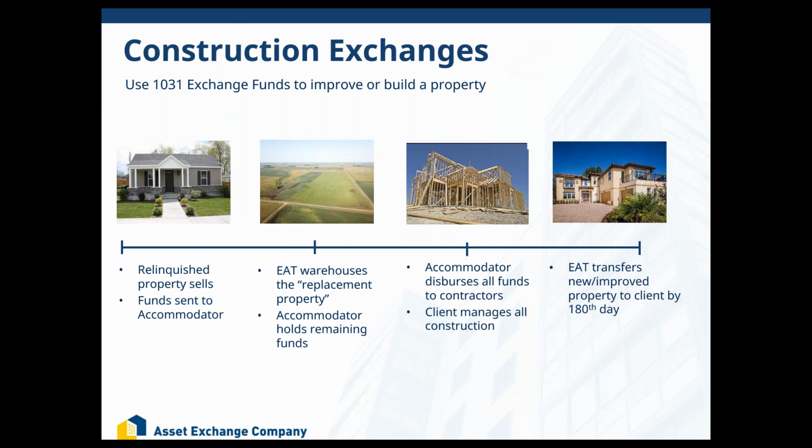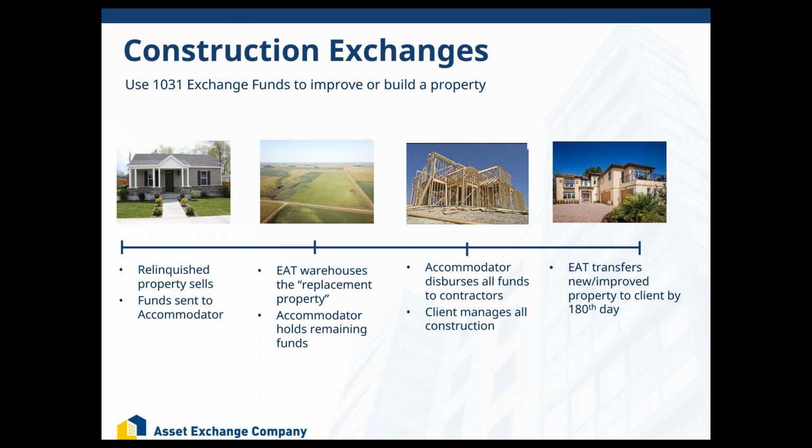Now, the client goes out and finds a replacement property, but they want to do some improvements to it before they actually acquire it. So what can they do? Well, they can do this construction improvement, built-to-suit exchange. We come in, we form that EAT. But now we can take the proceeds we've been holding from their sale and use those proceeds to buy the replacement property. And then at that point, we oversee any improvements, any construction. We're working with the contractors, the subcontractors. We're paying those subcontractors, the disbursements, the whole boat.